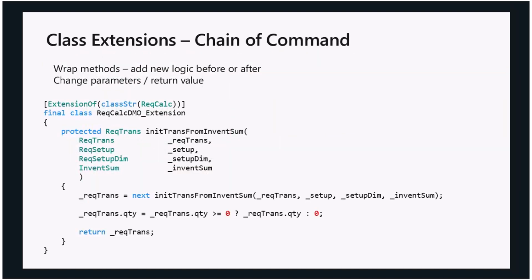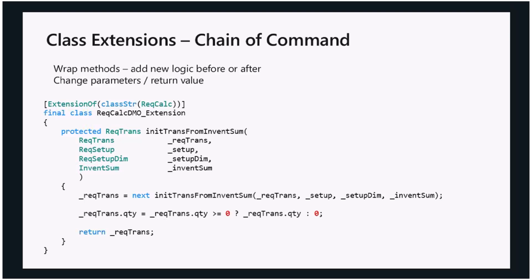So this finally brings us to the chain of command technology, which was introduced in Platform Update 9. This allows you to declare a method in an extension class that is an exact copy of the extended class method. The parameters must match, and if there are any defaults specified in the base class, they should not be set in the extended class.